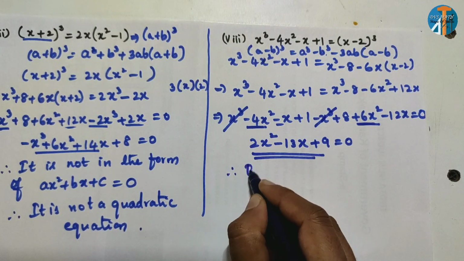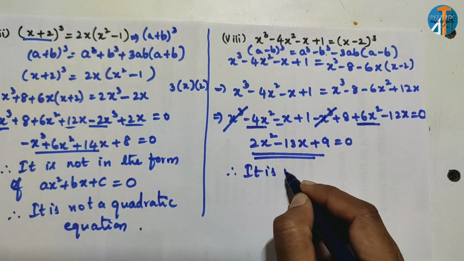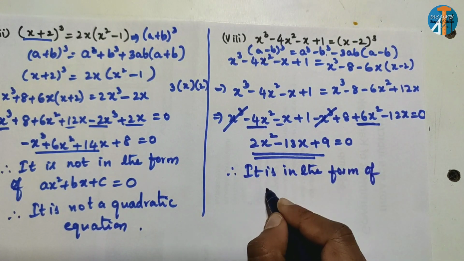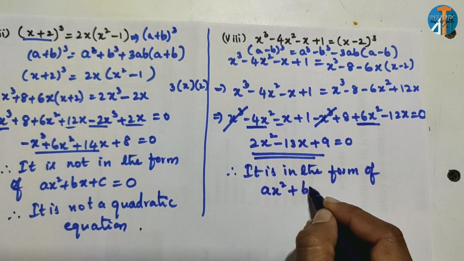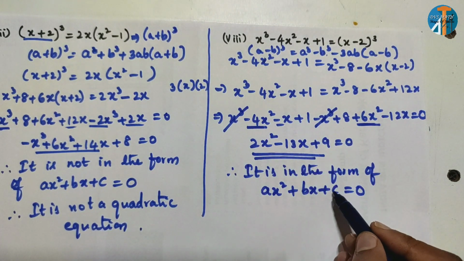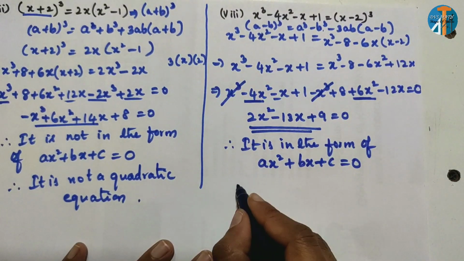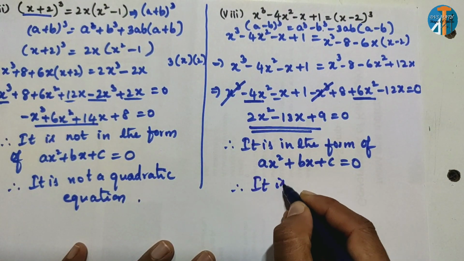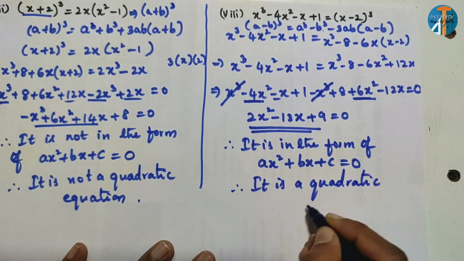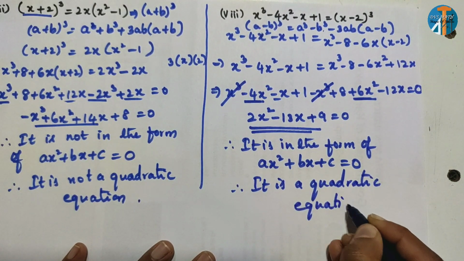So therefore, it is in the form of ax square plus bx plus c is equal to 0. Yes, right? In the place of a you have 2, in the place of b you have minus 13, in the place of c you have 9. Therefore, it is a quadratic equation.